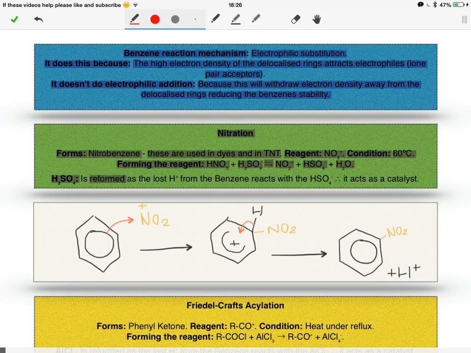So this is the reaction mechanism, the electrophilic substitution reaction for nitration. You need to make sure that your arrow comes from the delocalized ring. If it comes from inside, it's wrong. If it comes from the middle, it's wrong. It has to come from the ring.